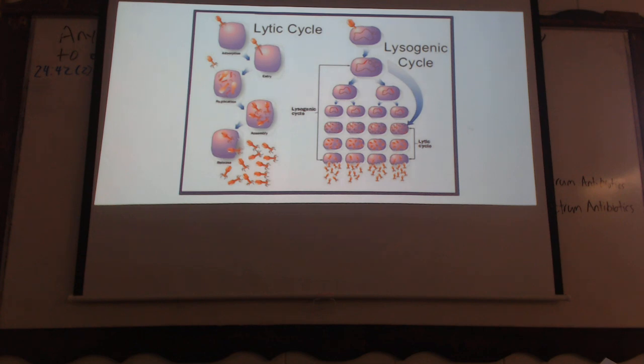If I were to say the difference between the lytic cycle and the lysogenic cycle, I would say the lytic cycle occurs when the virus enters a cell and immediately begins replication of more virus cells. And it bursts out of the host cell to do it again. Whereas the lysogenic cycle, wait, slow down. I'm trying to write this.